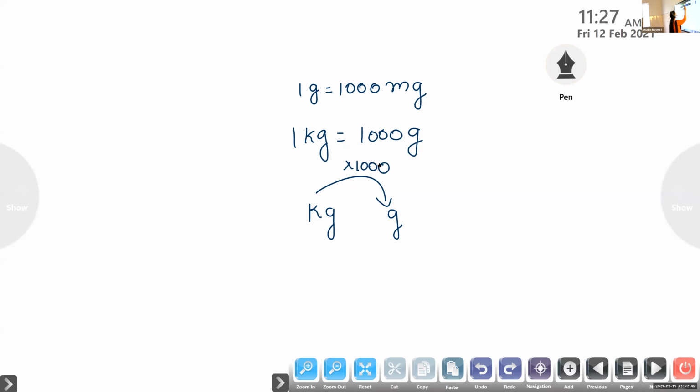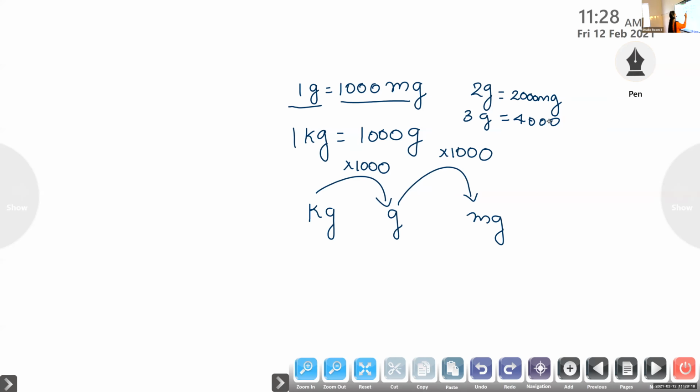If 1 gram is 1000 milligram, 2 grams, how many milligram? 2000 milligram. 3 grams equal to? 3000. 4 grams equal to? 4000 milligram. Like that, 1 kilogram equal to 1000 gram. So 2 kilogram equal to 2000 gram. 3 kilogram equal to 3000 gram. kg for kilogram. Okay, that you have to keep in mind.